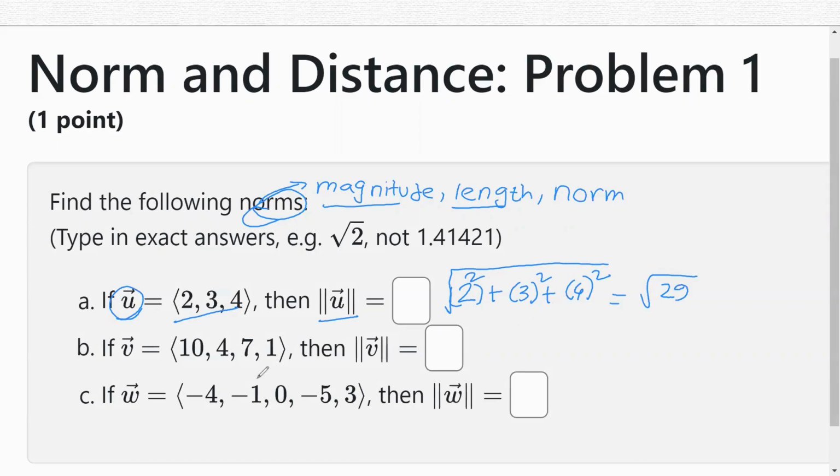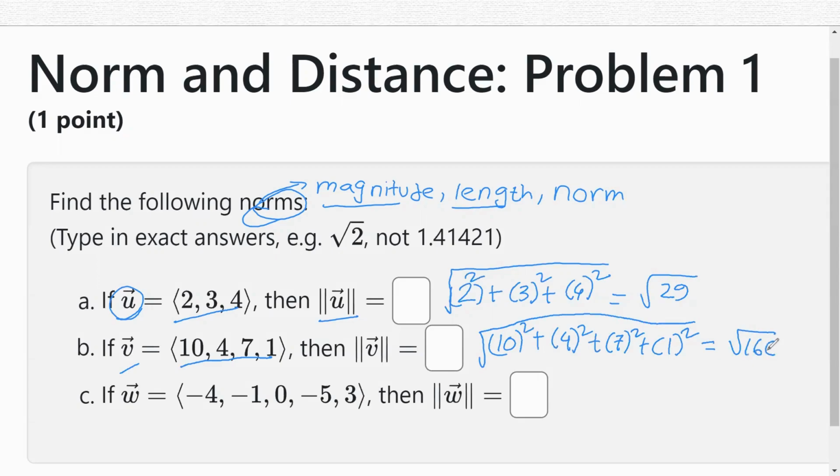For the second one, for the v vector, I have 10, 4, 7, 1. So I will do 10 squared plus 4 squared plus 7 squared plus 1 squared, and then I will put a square root on all of them. So it's going to be square root 166.